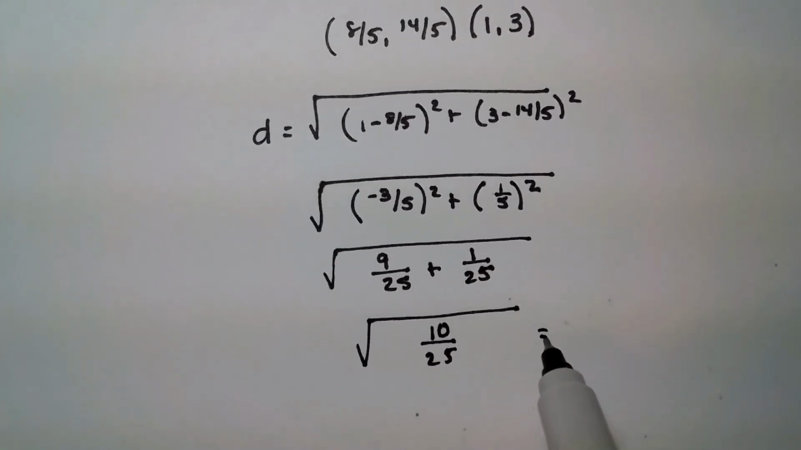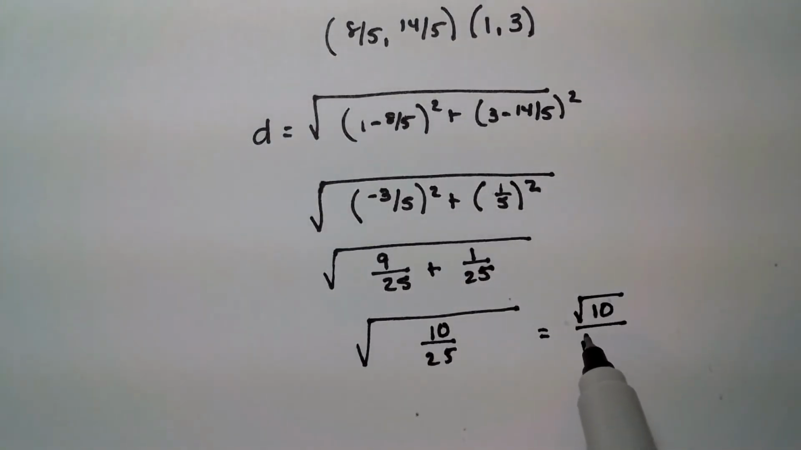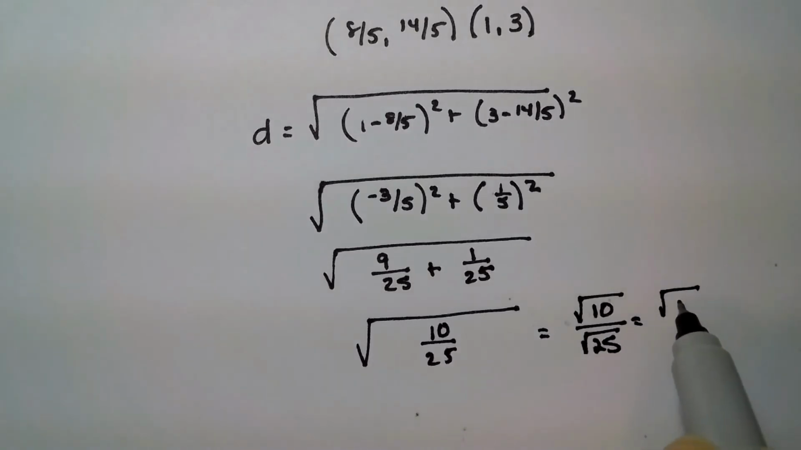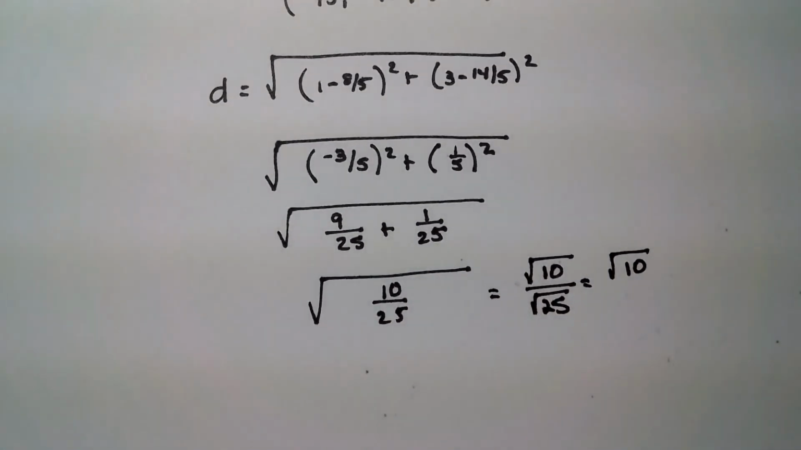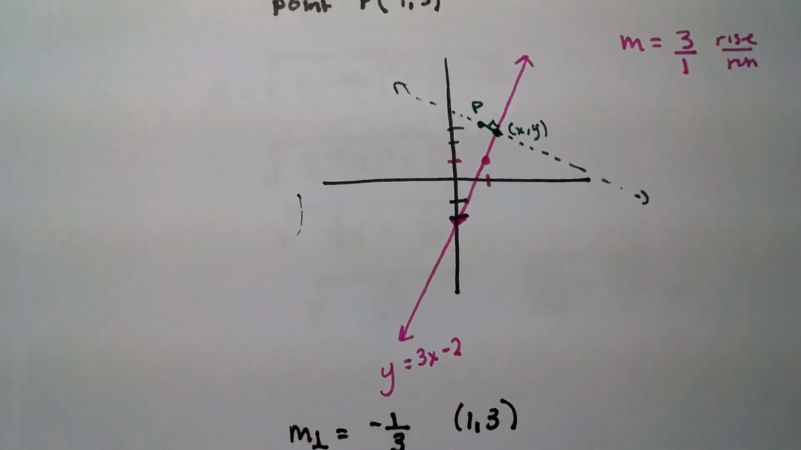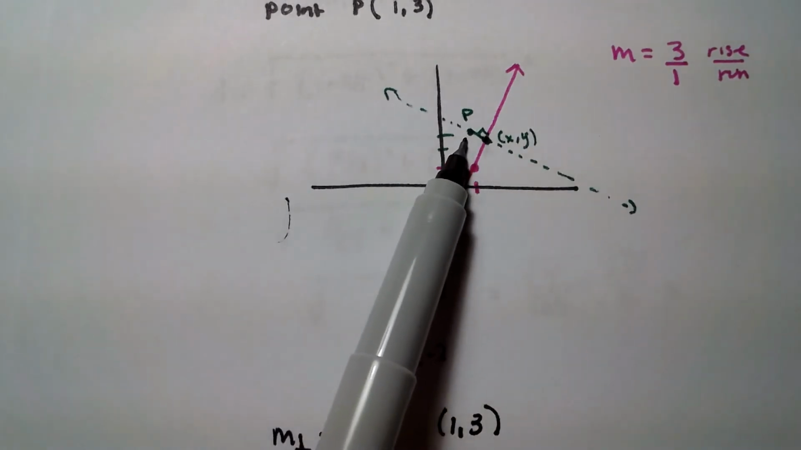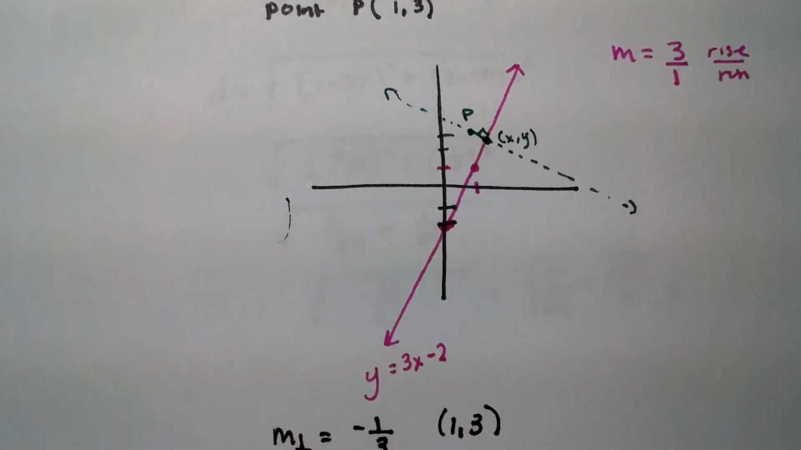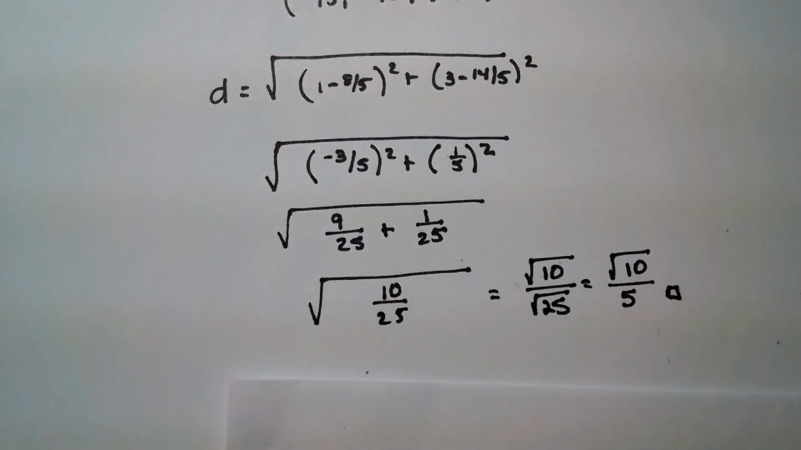9 plus 1 is 10. I can write these in their own radicals, root 10 over root 25. Root 10 is going to stay root 10, because if I factor that out, the only factors are 1 times 10 or 2 times 5, and there's no perfect square in any of those factors. However, we know that the square root of 25 is 5. So the distance between the 2 points, between this point here, which is (1, 3), and the foot of this perpendicular, which is (8 fifths, 14 fifths), is, what I say it was, square root of 10 over 5.